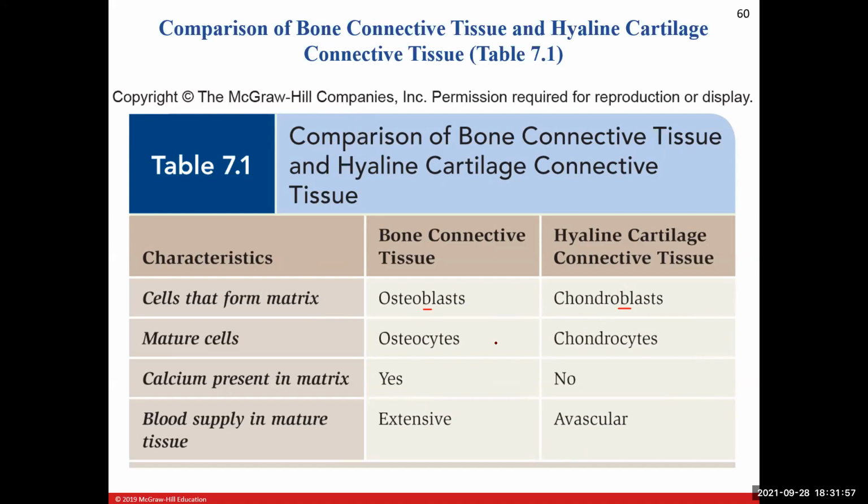Now, here's where things get different. In bone matrix, calcium is present. It's part of the hydroxyapatite, those bone salts. And we want them there because it helps to harden the matrix, gives bone that rigidity. But we don't want to see it in the hyaline cartilage, and I'll tell you why later on. Right now, we will not have calcium in the hyaline cartilage. Bone is highly vascularized and it is innervated by nerves. So quite a bit we'll see in bone connective tissue, but hyaline cartilage connective tissue, excuse me, is avascular for mature cartilage.